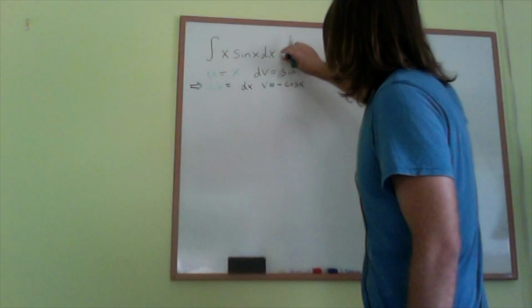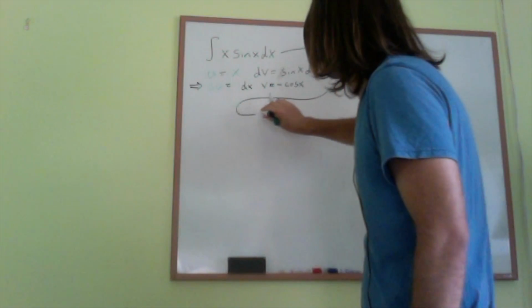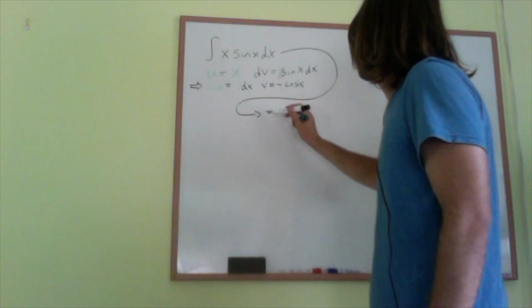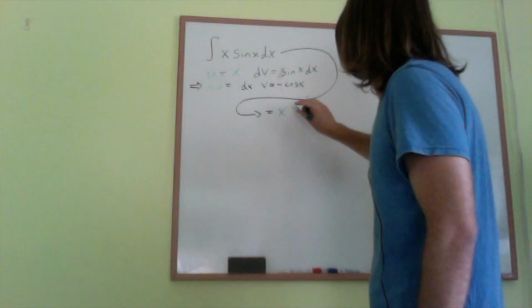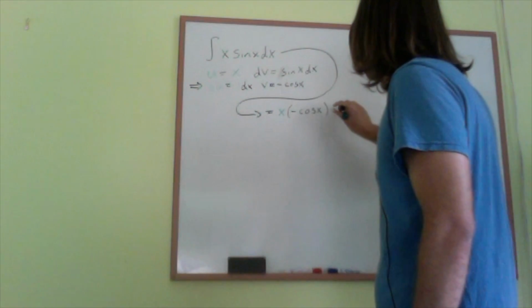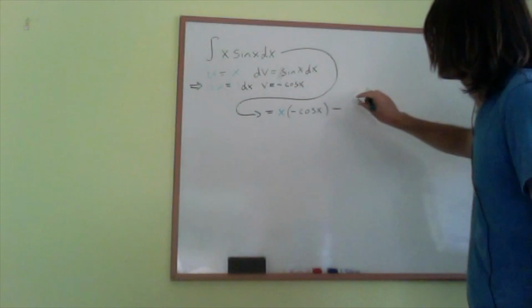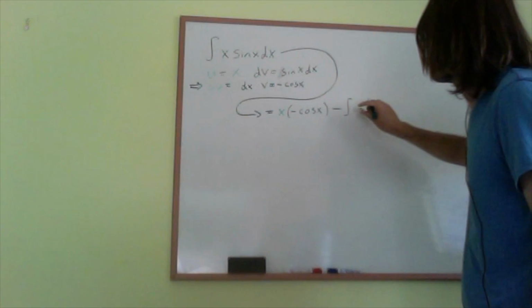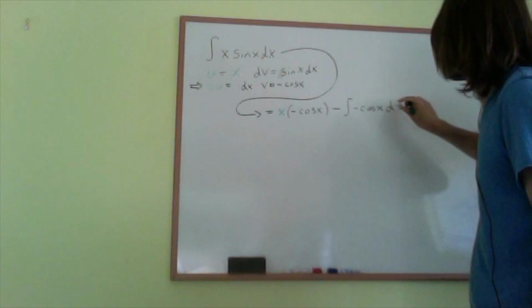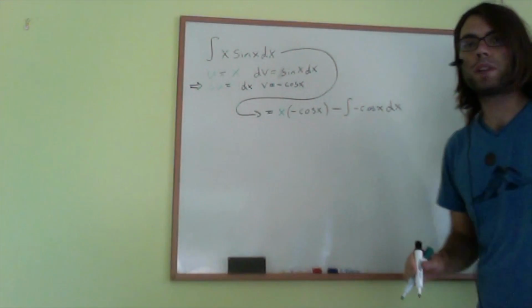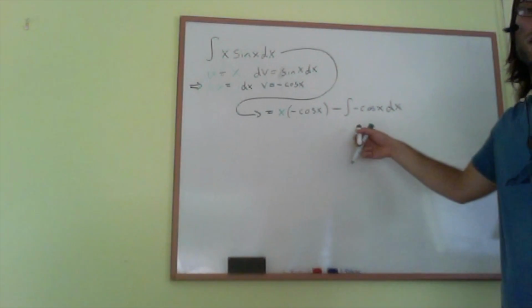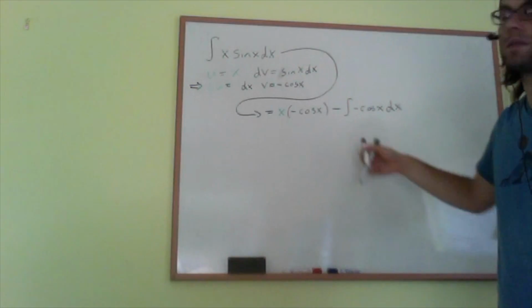Okay, so now using the integration by parts formula we have, this is going to be x times negative cosine of x minus the integral of negative cosine of x dx. Notice in particular that the x is gone here, so this is a substantially easier integral to handle.